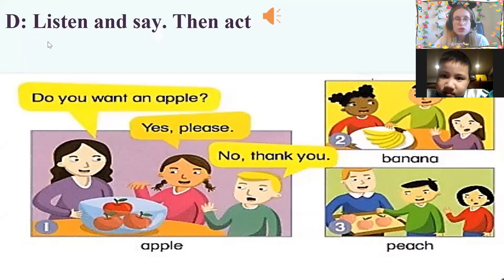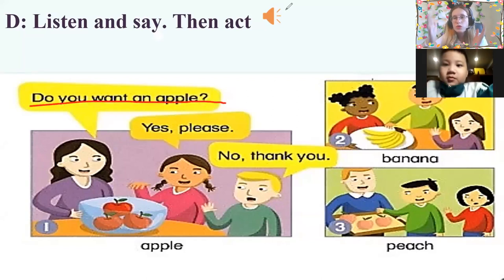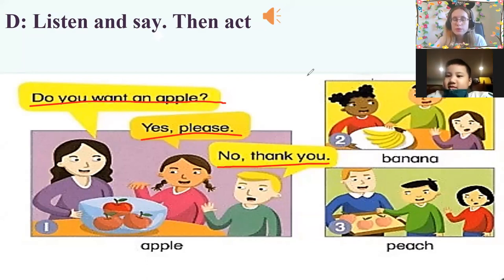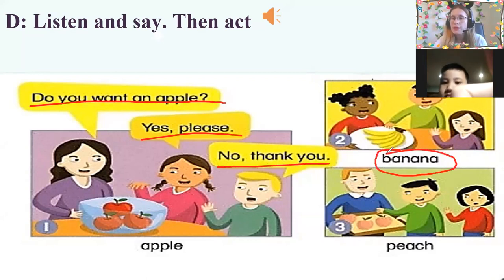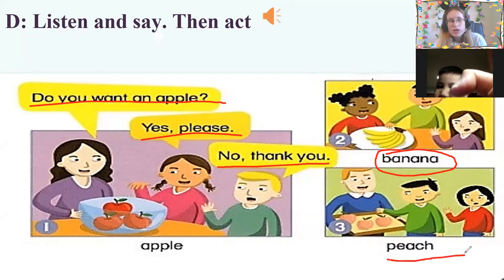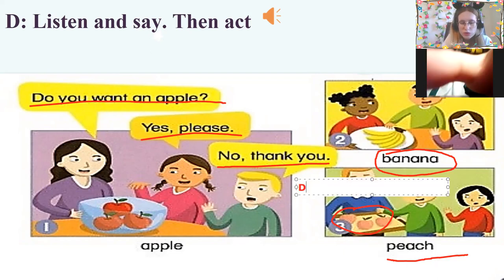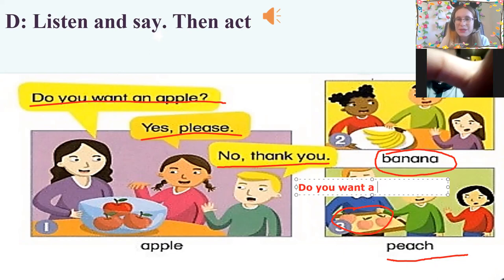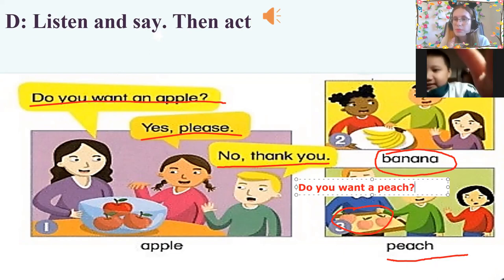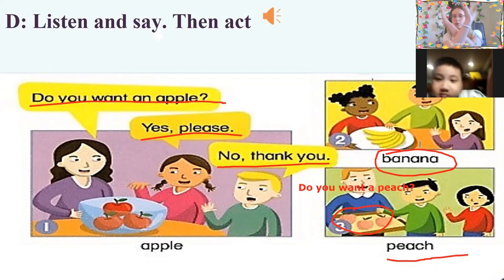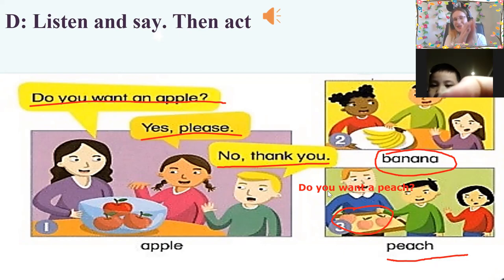Let's have a look. Let's read. Do you want an apple? Yes, please. No, thank you. Good job. Do you want a banana? Yes, please. No, thank you. Do you want a peach? Read for teacher, the whole sentence. Do you want a peach? Peach. Good. No, thank you. Good, much better. Good work.